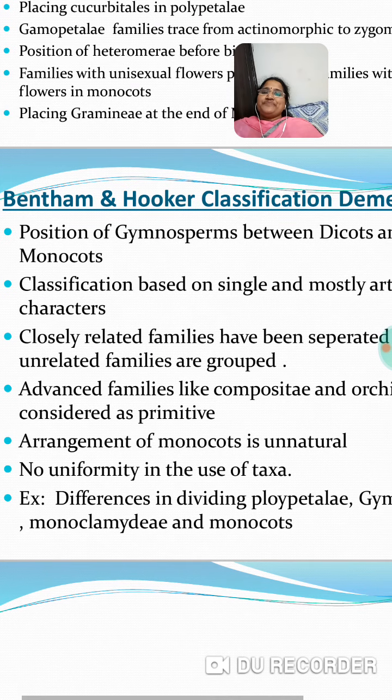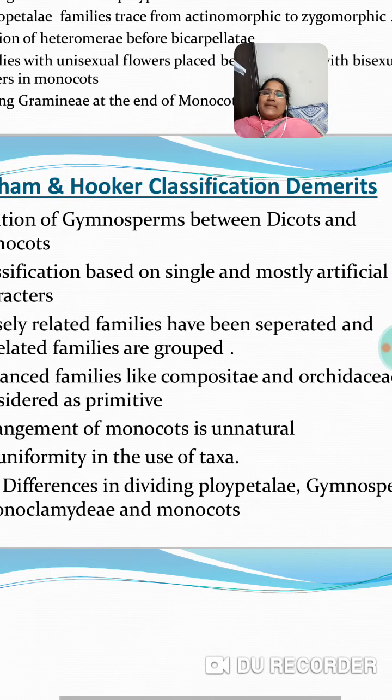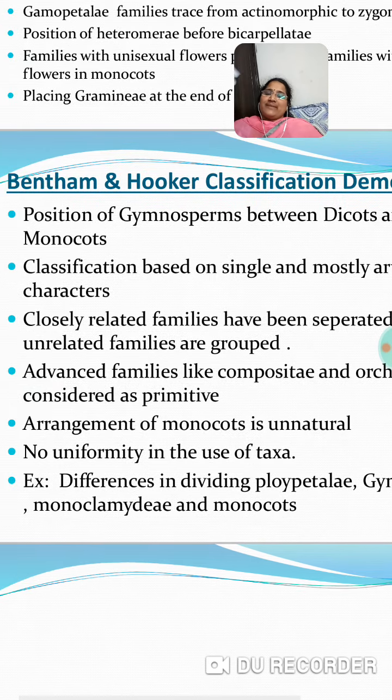And then in the classification, at some points, the classification was based on only a single character, and mostly some artificial characters, not natural ones. It means the whole system of classification is not natural. At some points, Bentham and Hooker classified by taking only one or two artificial characters. So that's a disadvantage.